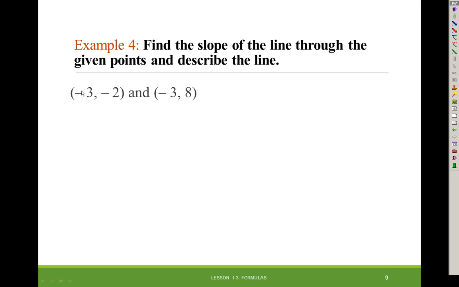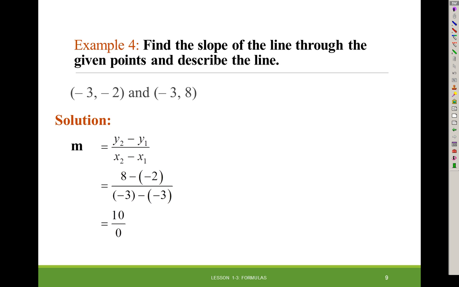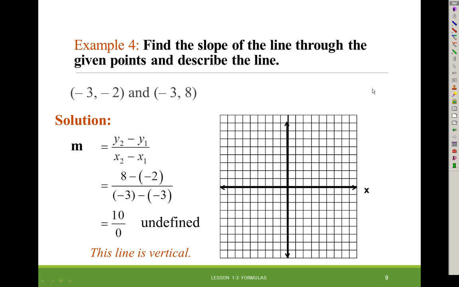How about from -3, -2, and -3, 8? Use the slope formula. M equals y2 minus y1 over x2 minus x1. y2 is 8 minus y1 is -2. x2 is -3 minus x1 is -3. You get 10 divided by 0. The 0 is under, so it's undefined. And that is a vertical line. You can see on the coordinate plane, if you plot those points, you do get a vertical line through them. Vertical lines have an undefined slope.